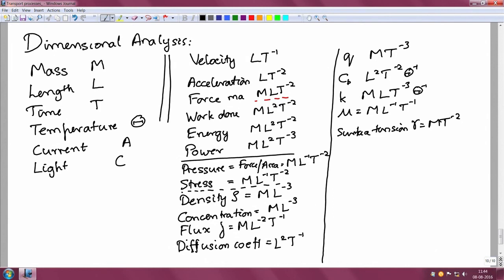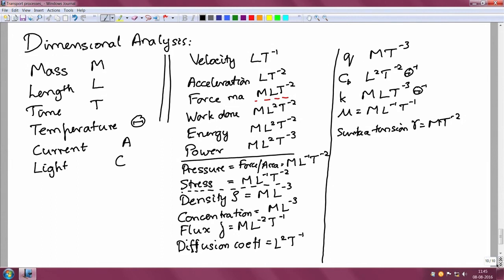So, dimensional analysis is simple. There are fundamental quantities and there are derived quantities. Fundamental quantities are mass, length, time, temperature. Current and light are two things that we will not use very often in this course. But with just mass, length, time and temperature you can see the multiplicity of quantities that can be described, all the way from velocity, acceleration, force, work, pressure, stress, flux and so on. With these fundamental quantities we can now go ahead and try to look at problems.